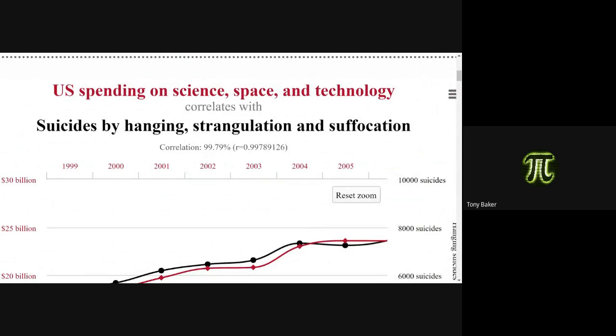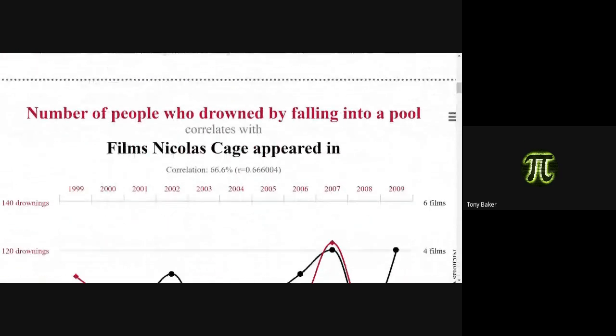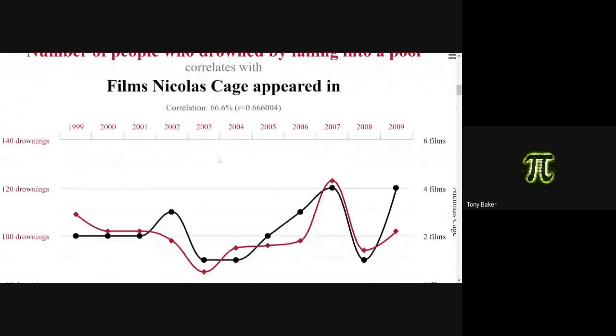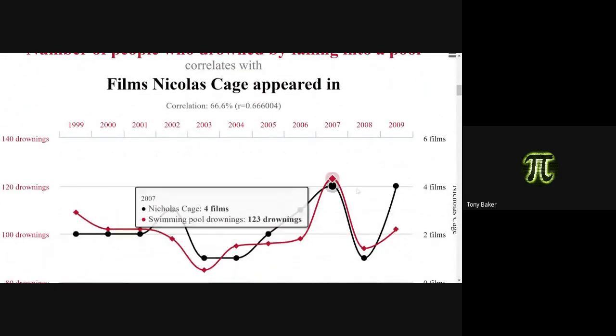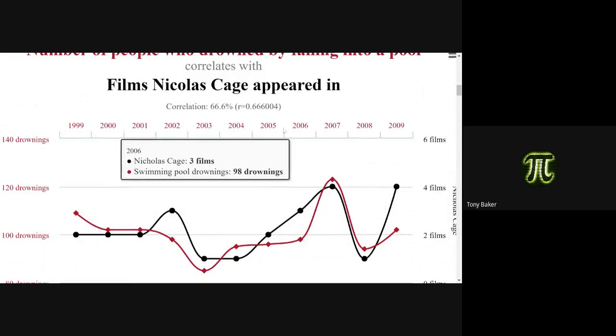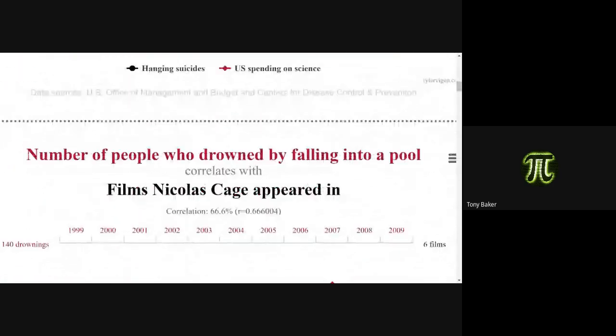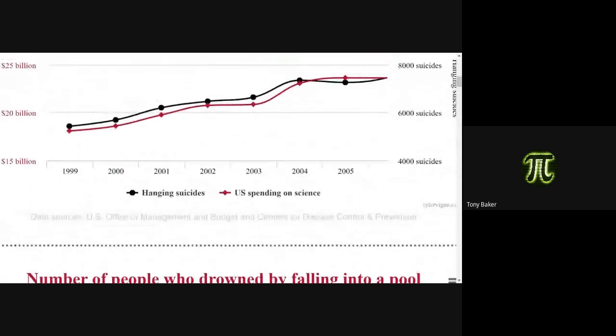When you're looking at correlation, we're going to look at it a little bit later and actually show you how to do the calculations. You're basically looking at the relationship of the two pieces and how close they are together. In this case, it's 99.79, so that's really close to perfectly correlated. This one's only 66.6, so it's not nearly as correlated as the first one. I think this one's more of a fun one than anything else.